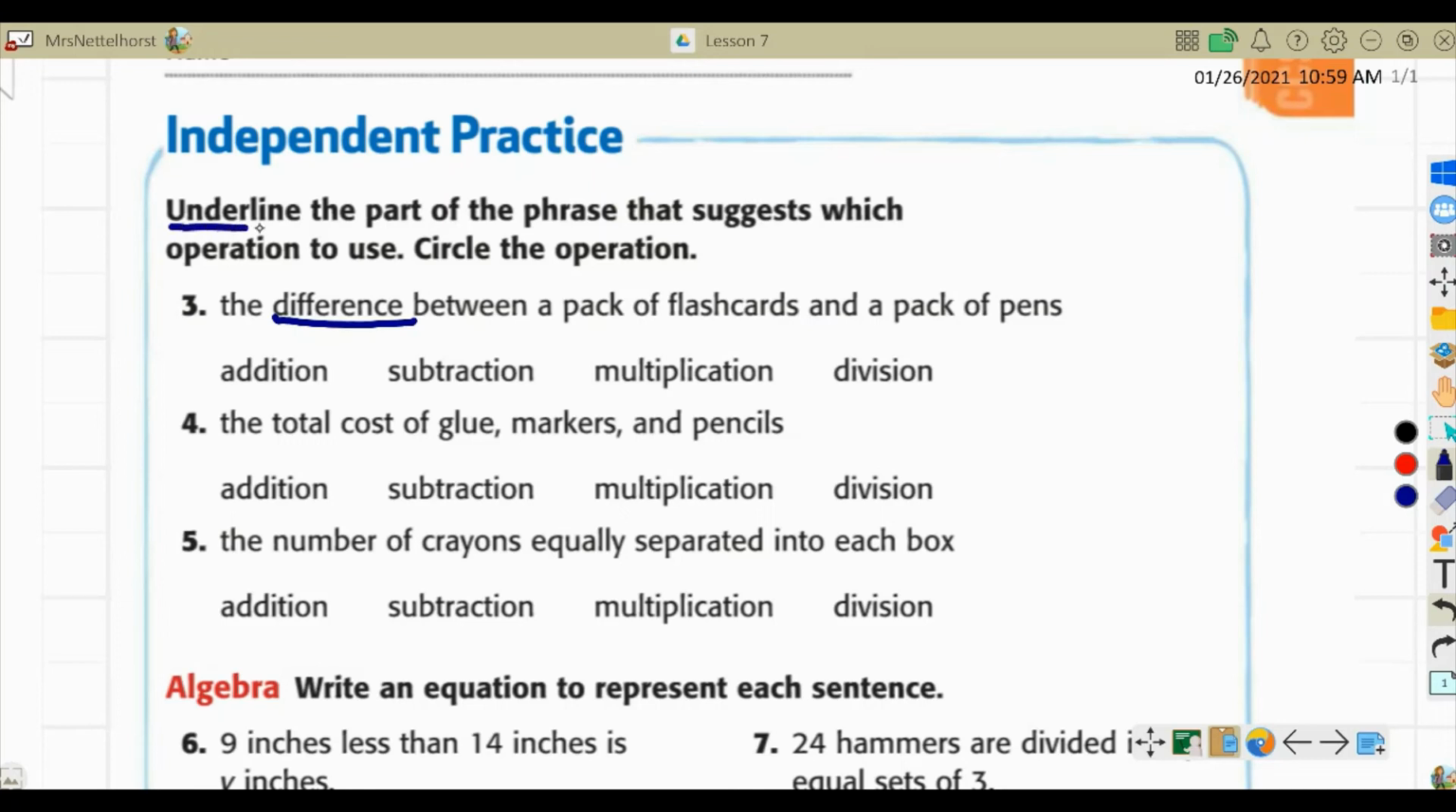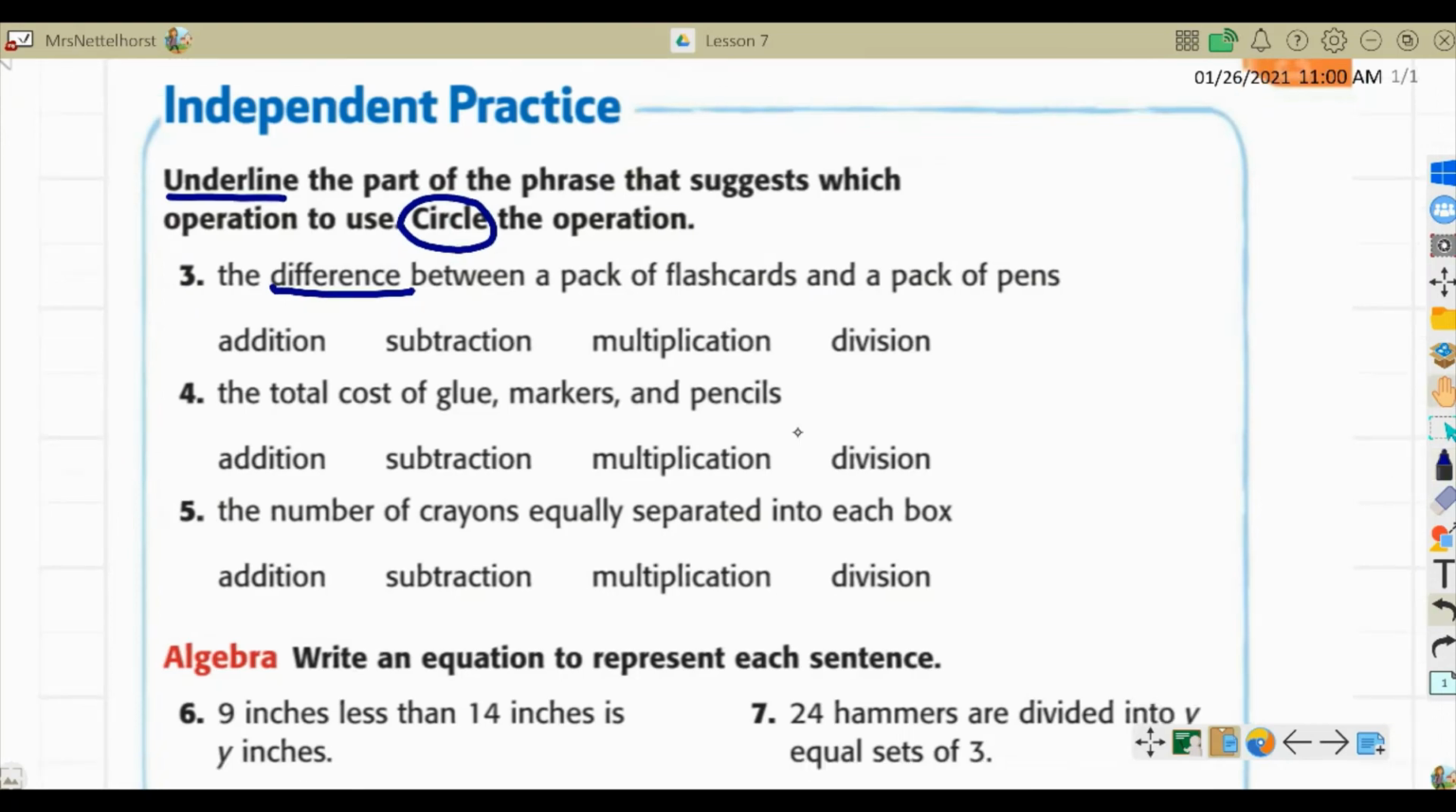So make sure you underline and you circle. Pay close attention. Okay, so you're going to underline the keyword in the phrase, and then you're going to circle the operation for each of those on 3, 4, and 5.